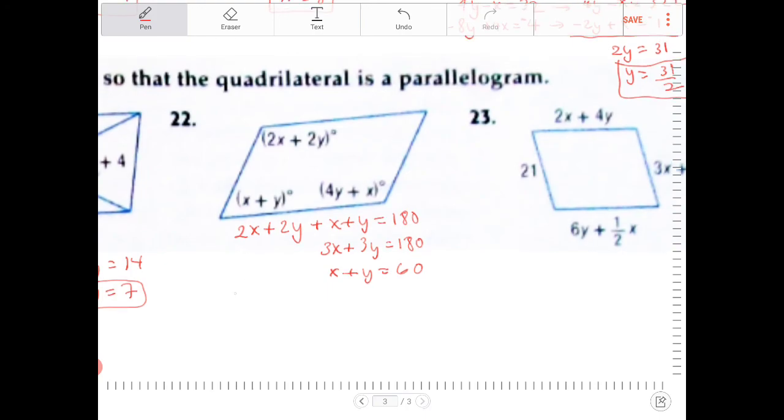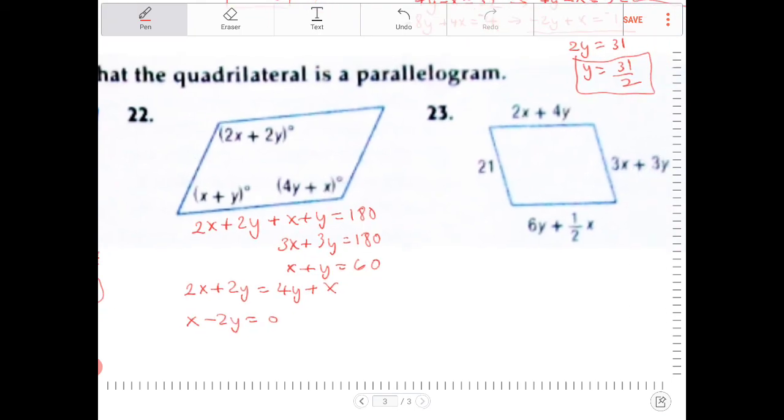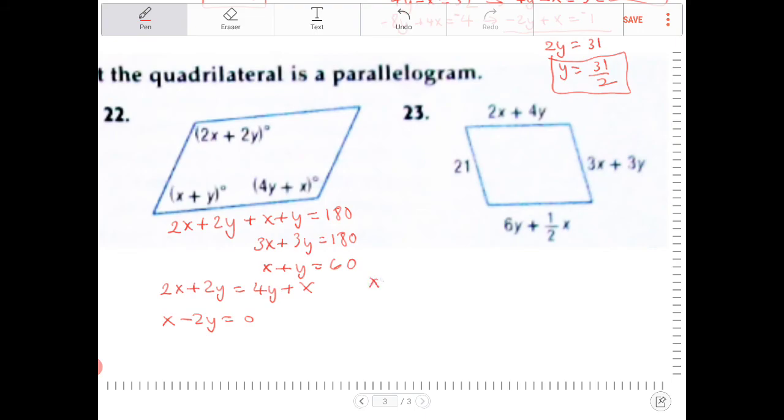And we can also say that 2x plus 2y is equal to 4y plus x. I'm going to bring all the variables over to one side. I end up with x minus 2y is equal to 0. So again, I end up with a system of equations. I have x plus y is equal to 60, and x minus 2y is equal to 0. If I subtract the bottom equation from the top equation there, I end up with y minus negative 2y. So it's 3y is equal to 60. y is equal to 20. And since y is equal to 20, x therefore must equal 40.